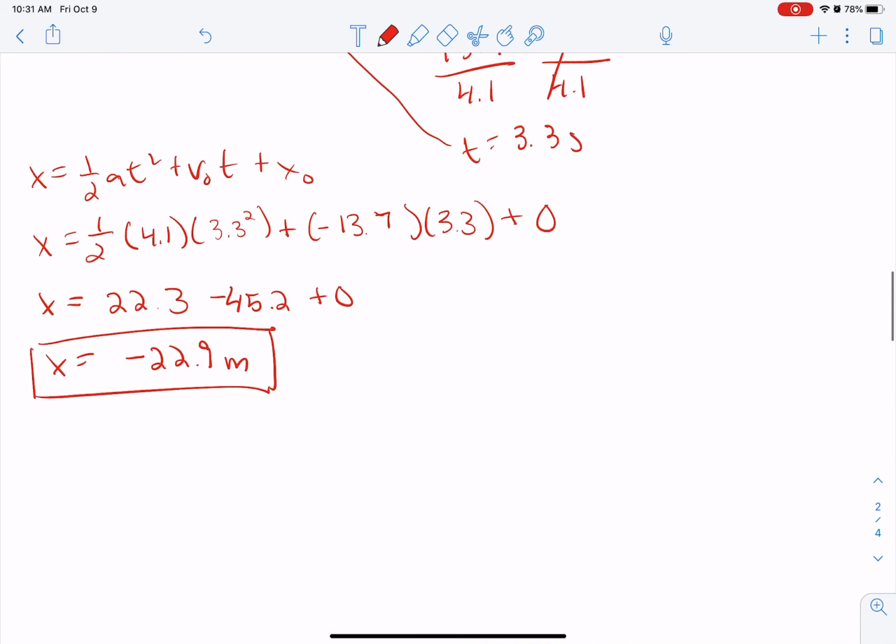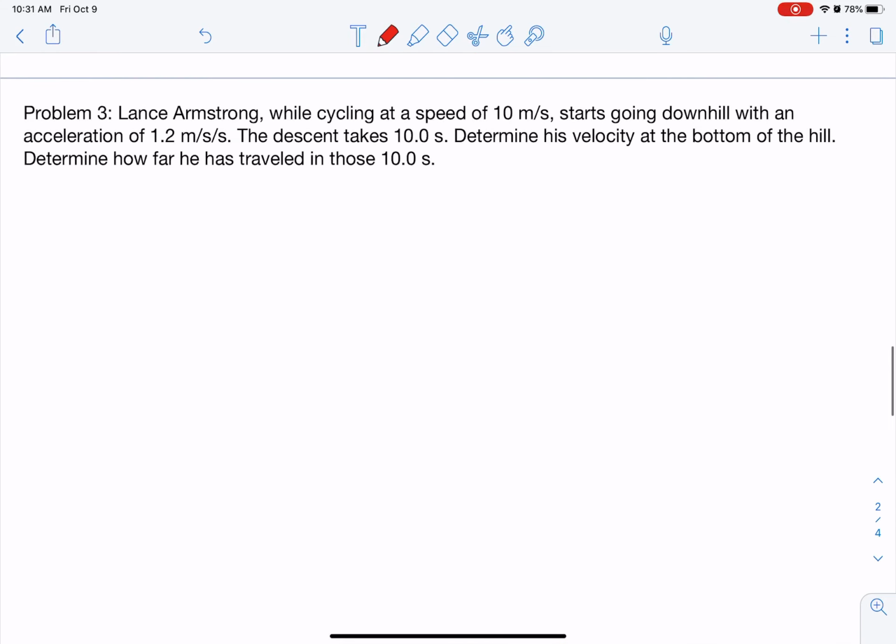Now, let's do one more together, and I want you to be working on this along with me. Lance Armstrong, while cycling, has a speed of 10 meters per second. He starts going downhill with an acceleration of 1.2 meters per second squared. The descent takes 10 seconds. Determine his velocity at the bottom and how far he has traveled. Go ahead and make a list of the variables you need now.